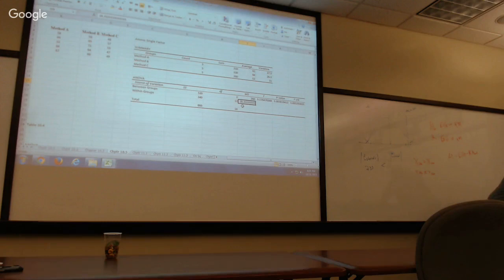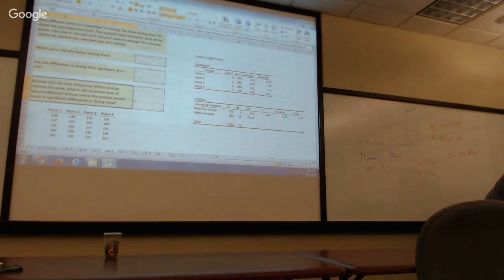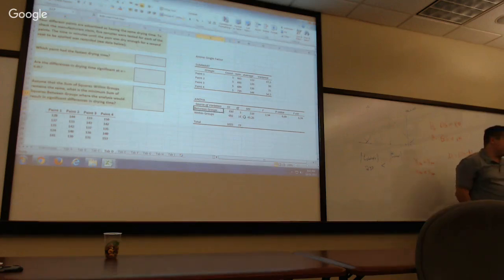Okay, so question. Oh, yeah. Assume that the sum of squares within groups remains the same. What is the minimum sum of squares between groups that will result in the analysis being significant?